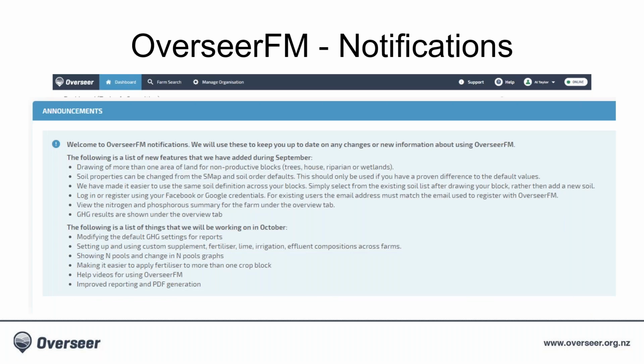And then there's another list of things that we're working on in October. As I say, the guys are working on modifying the default greenhouse gas settings, showing M-pools and changing the M-pools graph, and looking at how we do some help videos, which we'll come back to a wee bit later on. So we want to be a lot more open and transparent in communicating what has changed and what is being changed, particularly when we're looking at these software changes rather than model changes. We don't anticipate doing any significant model changes for the foreseeable future because we're very conscious that there's enough change going on with the shift to this new software rather than having to worry about number changes as well.